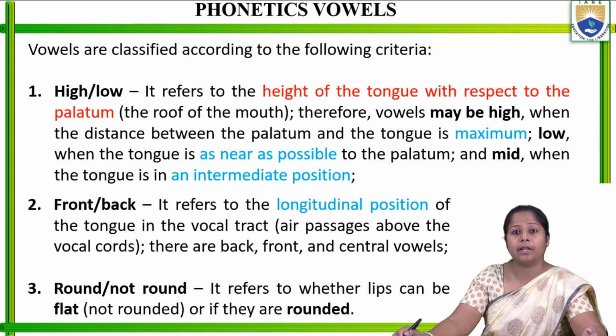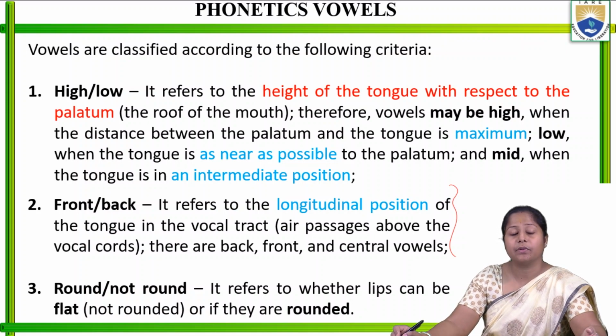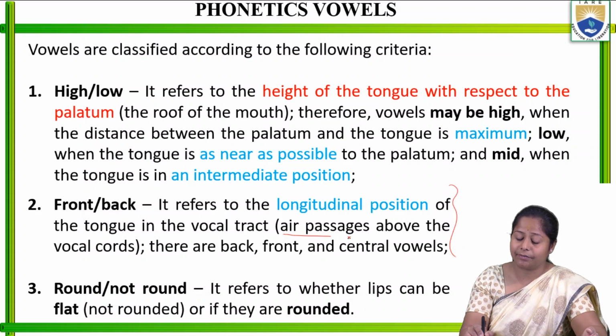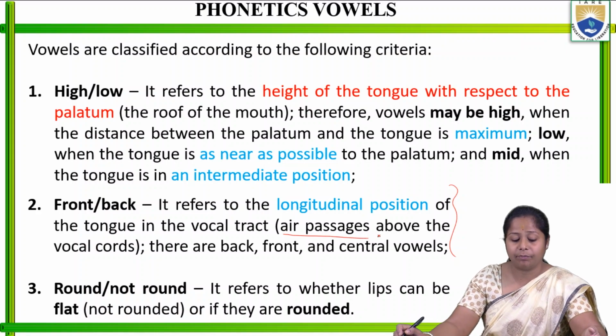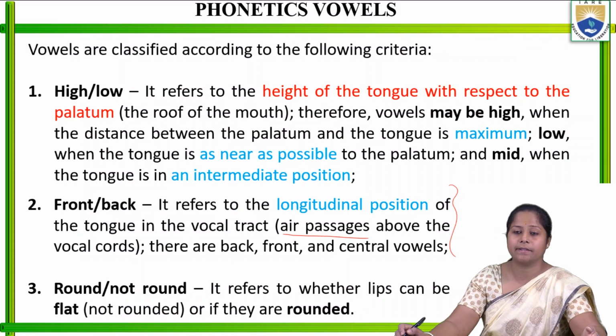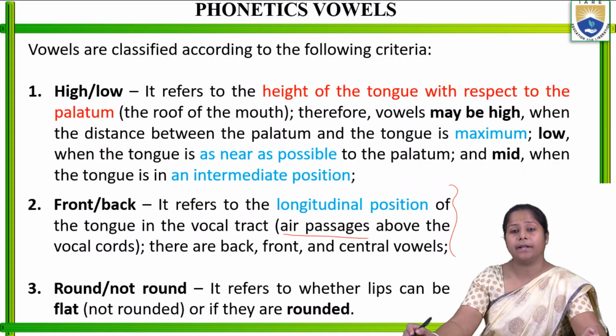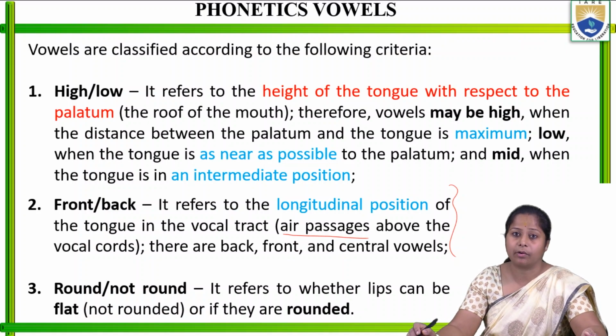Next is front and back. It refers to the longitudinal position of the tongue in the vocal tract. The vocal tract is where the air passes above the vocal cords. Back, front, and central vowels are created depending on the longitudinal position of the tongue whenever we make some sound.